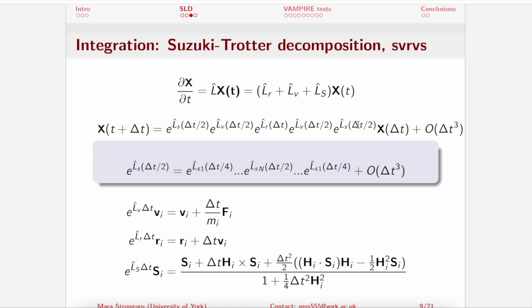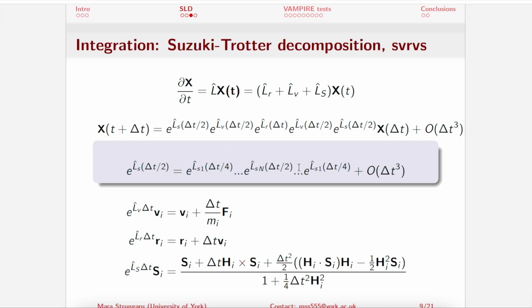Now, in the case of the spin, we need to further decompose this because the spins do not commute with each other, because each spin interacts with each other via exchange. And when you update one spin, as shown here, this one depends on the effective field created by the neighboring spins. So we need to further decompose the spin system as here.